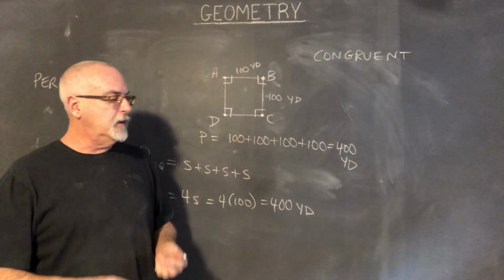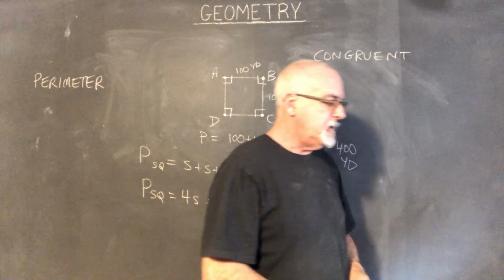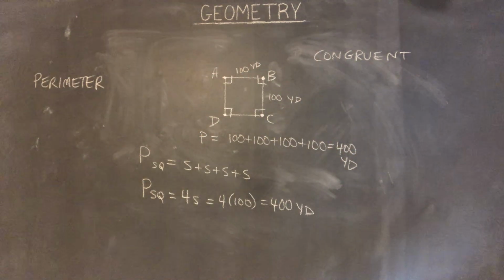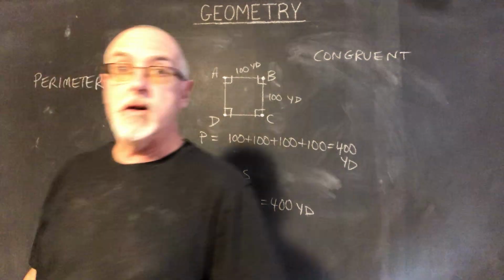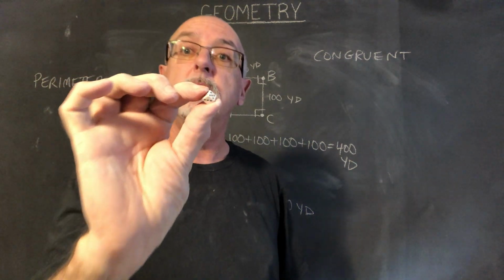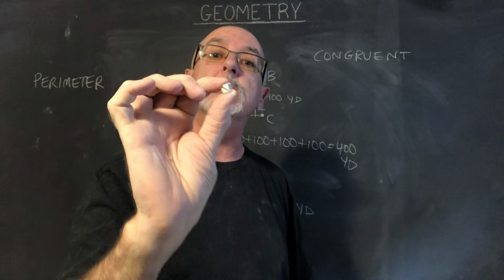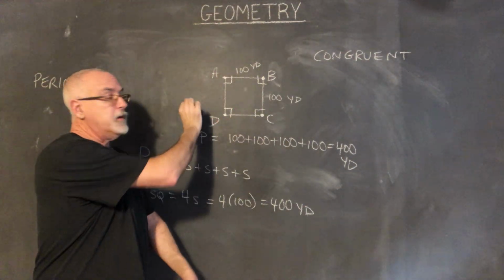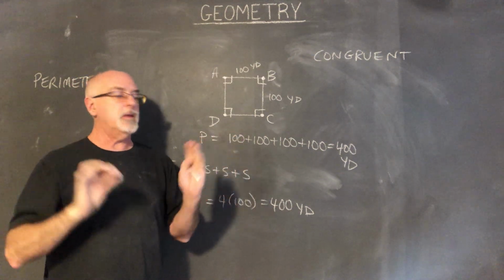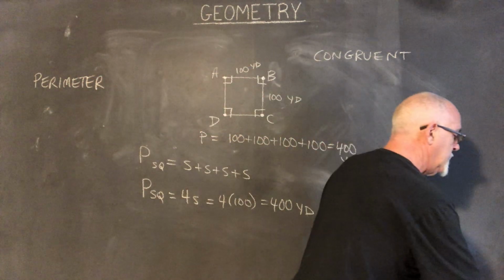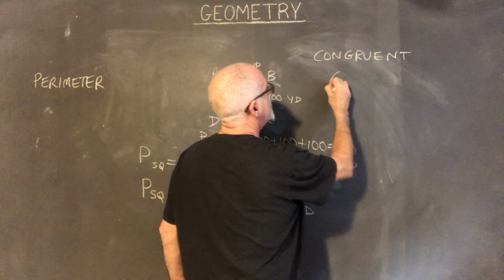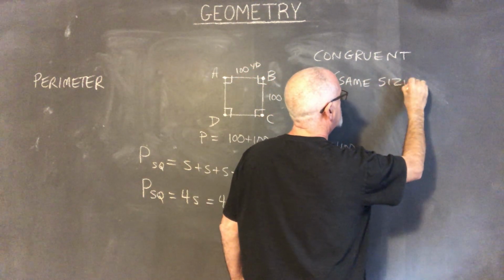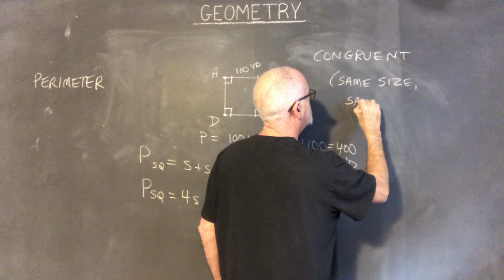You can't say a little tiny square, where are my dice? Here. I want to talk about tiny dice. This is a really small dice. Makes me look like a giant, doesn't it? So a little square is not congruent to this big square. They're not the same size. They are the same shape, but they're not the same size. So that's what congruent means. Same size, same shape.